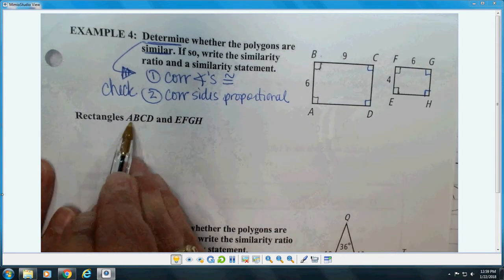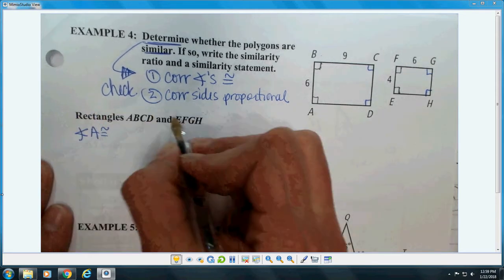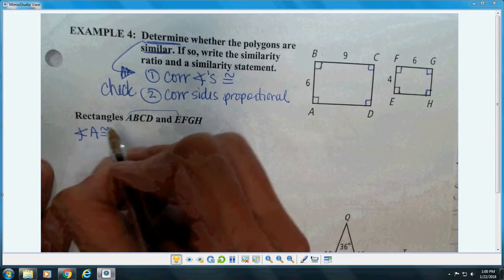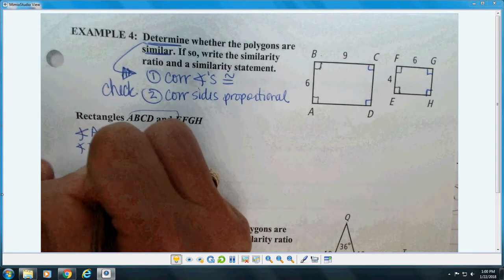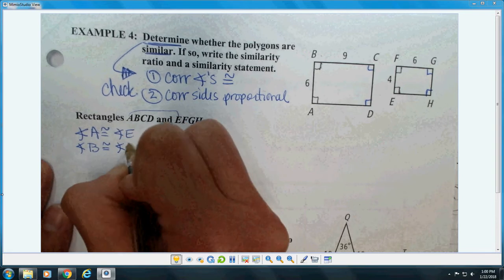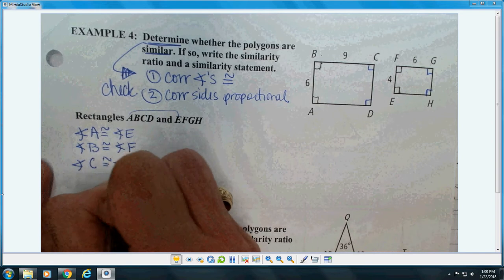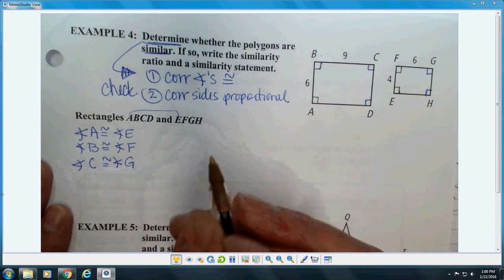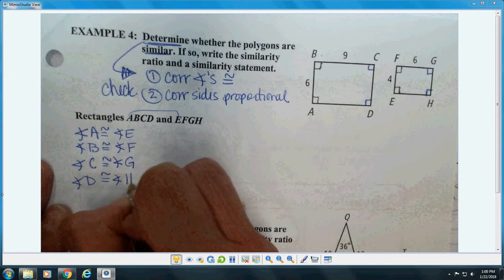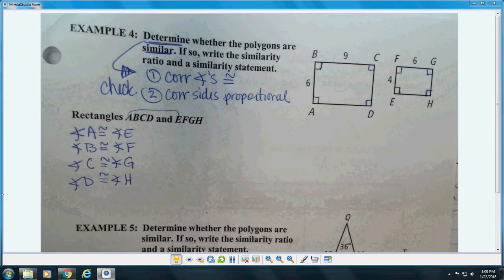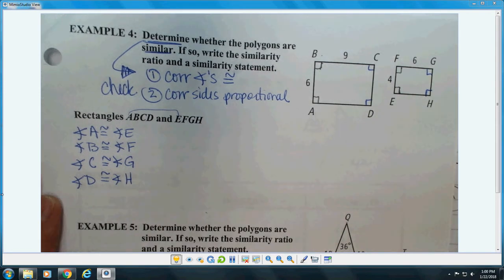Okay? So, that means angle A is going to be congruent to angle E. That means that angle B is going to be congruent to angle F. Angle C is going to be congruent to angle G. And angle D is congruent to angle H. Do I have to write that? Yes. Otherwise, you're not going to be able to tell me that the corresponding angles are congruent.